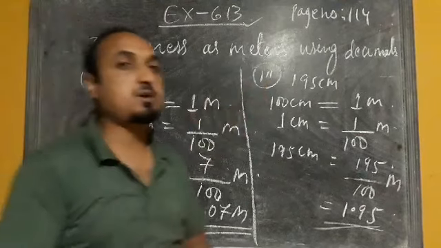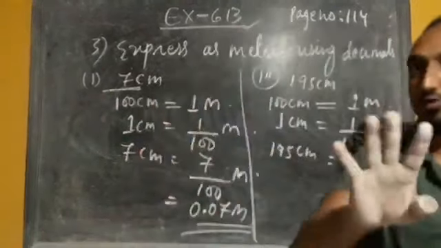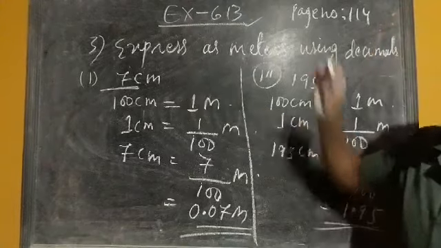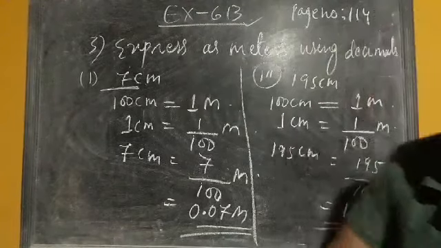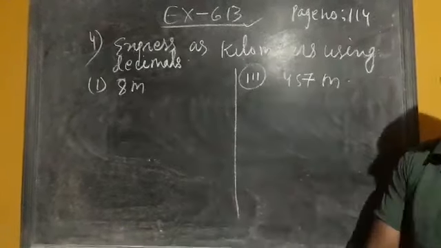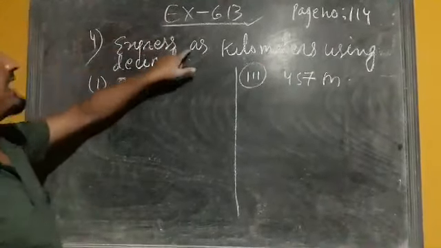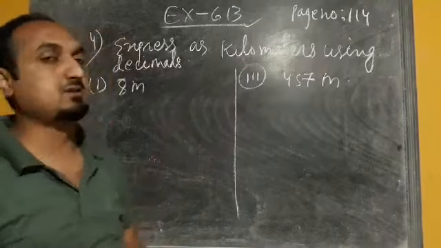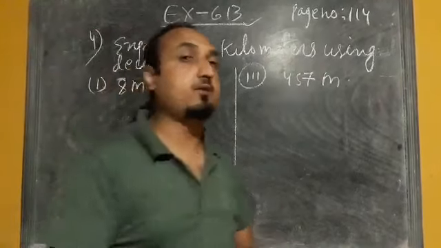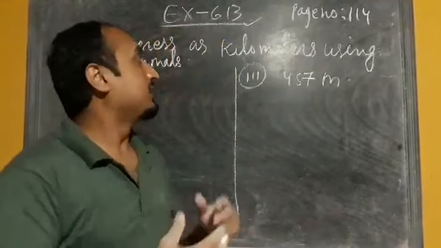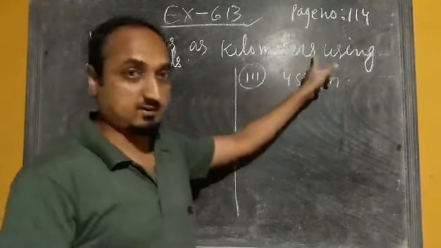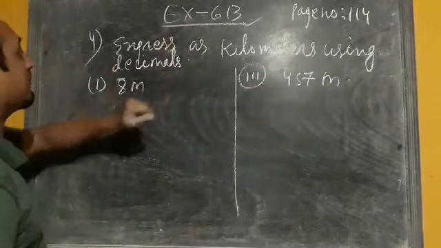In question number 3, the total number of questions we have is 4. Out of 4, 2 I have solved and 2 will be your homework. Okay, next we have question number 4: express as kilometers using decimals. So here we have to convert the given values into kilometers, and it is given in meters.